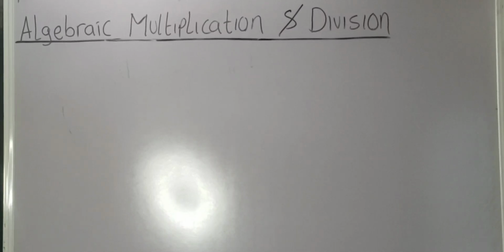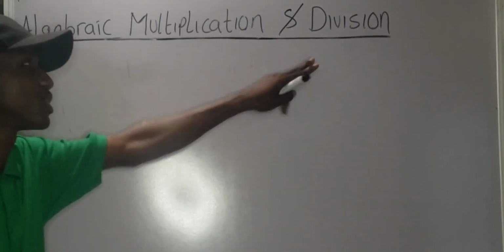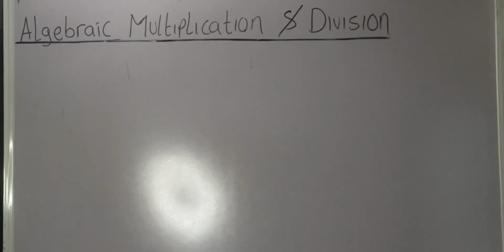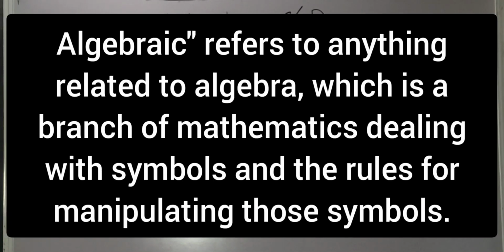In today's class, we are going to talk about algebraic multiplication and division. Let's start by defining what's meant by algebraic. Algebraic refers to anything related to algebra, which is a branch of mathematics dealing with symbols and the rules for manipulating those symbols. There are various rules such as PEDMAS, we have BODMAS. We are going to look at how we can make use of these rules.